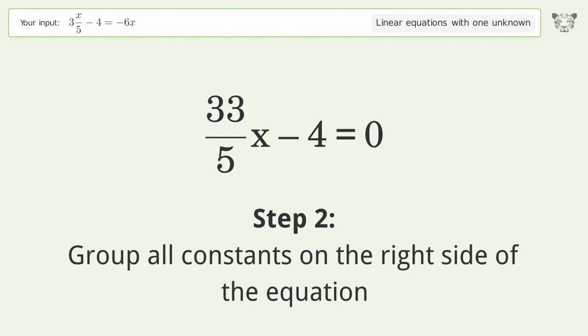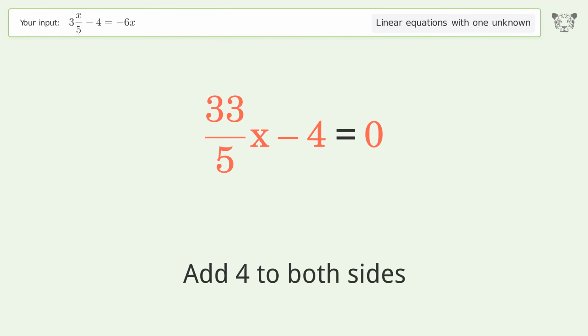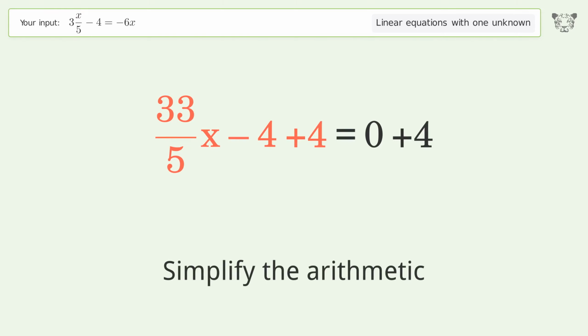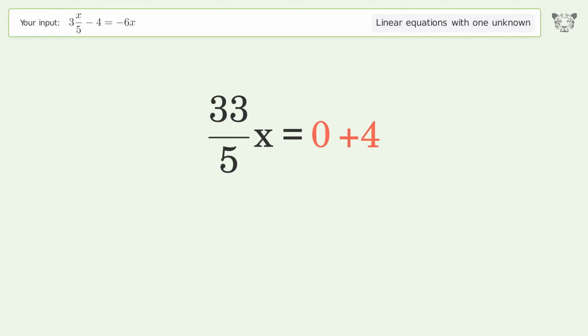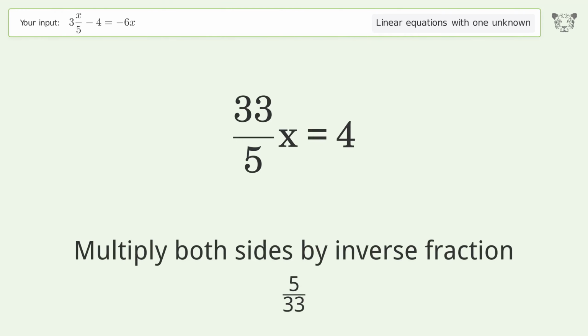Group all constants on the right side of the equation. Add 4 to both sides. Simplify the arithmetic. Isolate the x. Multiply both sides by the inverse fraction 5/33.